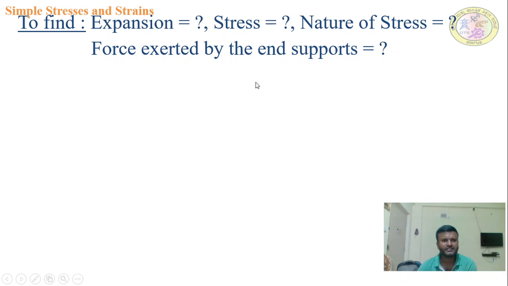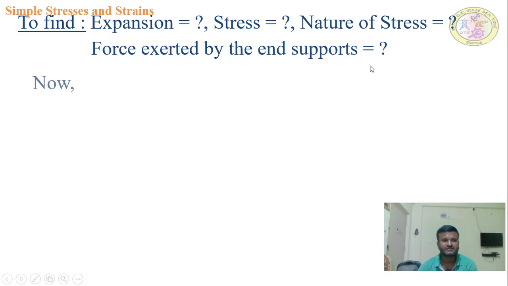Okay, now what we need to find? Expansion, change in length, stress, the nature of stress, whether compressive or tensile, and the force exerted by the end support. These are the parameters we need to find using the above data.